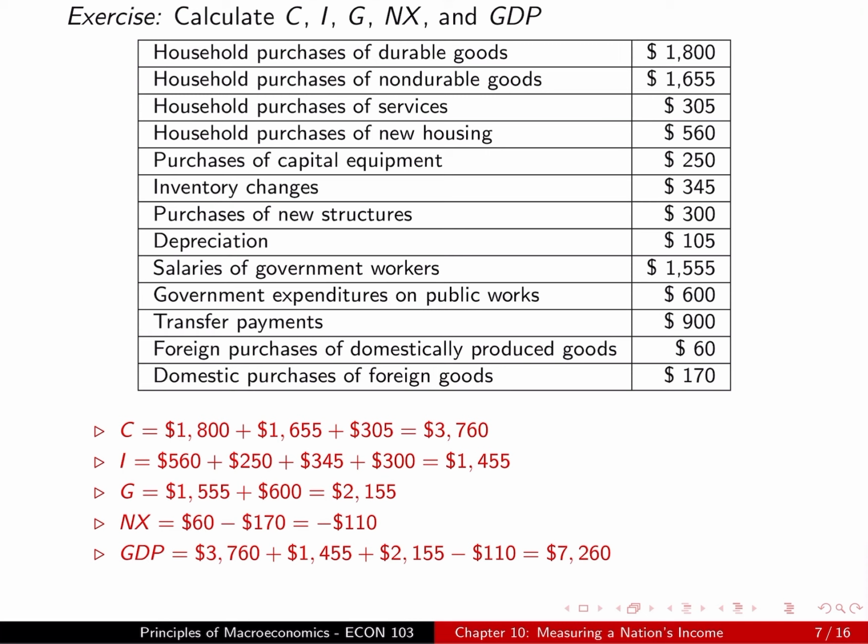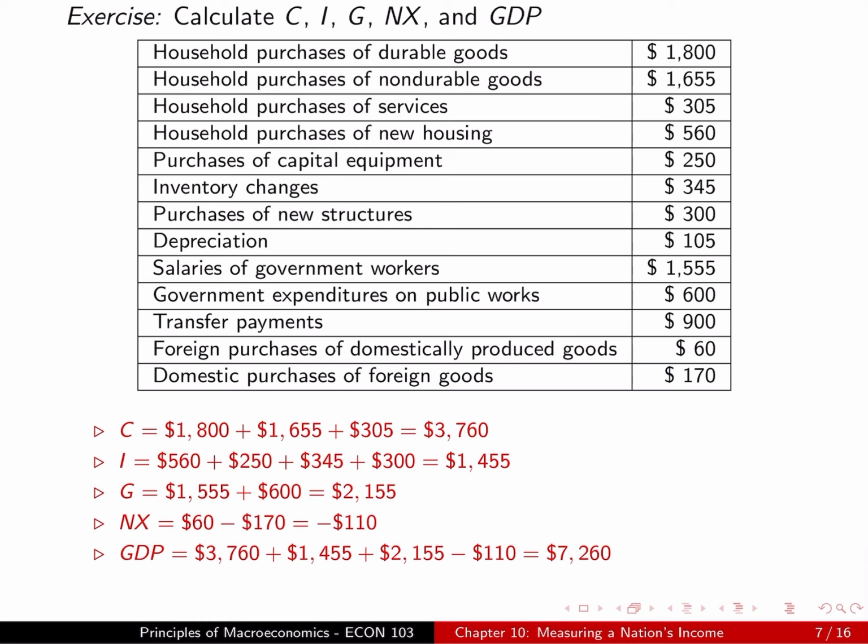Step 3. Government spending, G. Include salaries of government workers and public works. Do not include transfer payments. G equals $1,555 plus $600 equals $2,155. Step 4. Net exports, NX. Foreign purchases of domestically produced goods minus domestic purchases of foreign goods. NX equals $60 minus $170 equals negative $110.